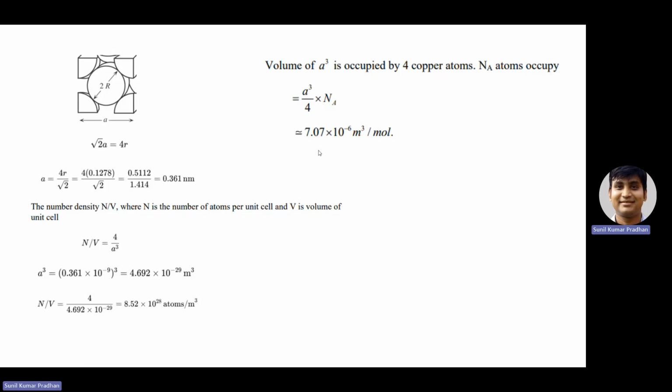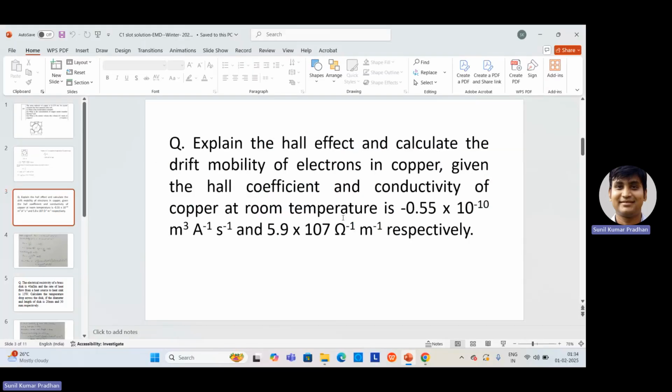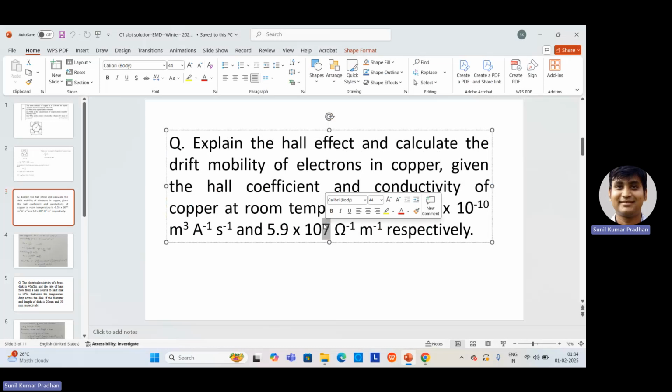Now let's move on to the second question here. This question is based on Hall effect. The question is, explain Hall effect and calculate the drift mobility of electrons in copper, given the Hall coefficient and conductivity of copper at room temperature are minus 0.55 into 10 to the power minus 10 meter cube per ampere second, and 5.9 into 10 to the power 7 ohm inverse meter inverse respectively. Okay, so in this case actually this is 10 to the power 7 I am writing here.